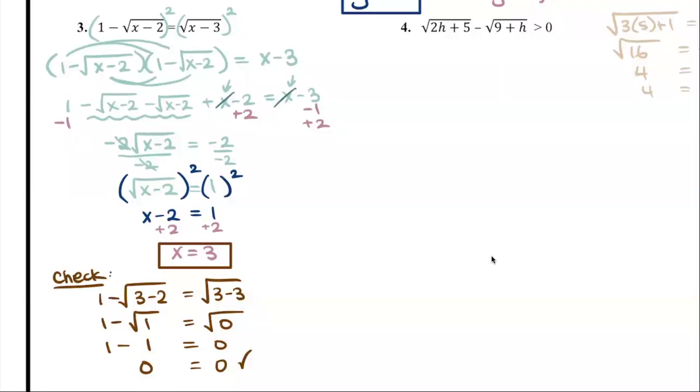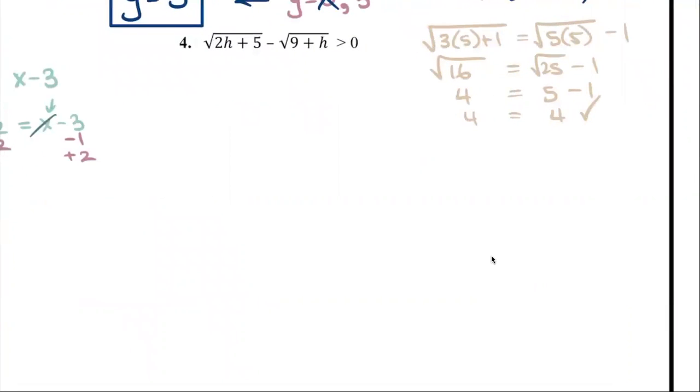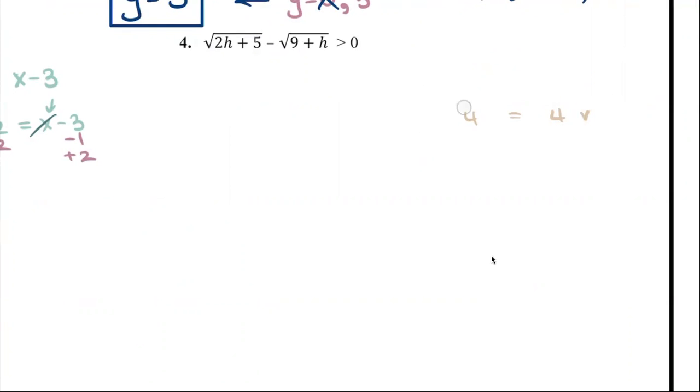All right, so number 4. This one's a little bit different, guys, because notice it's an inequality. You have a greater than 0 sign there. So this one's going to be a little bit different, actually more similar to what we did on our last lesson. The first thing I'm going to do is, since I have this inequality here, I need to make sure anything inside the radical is greater than or equal to 0.